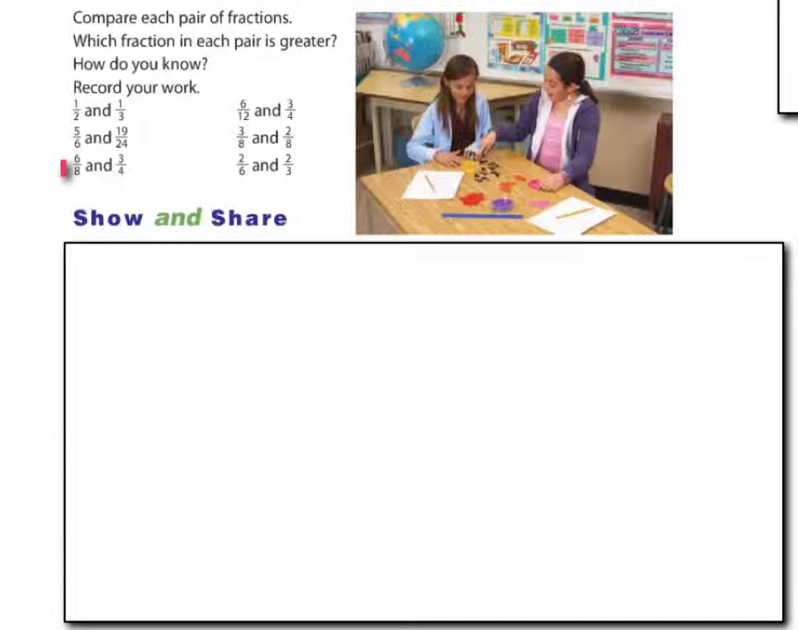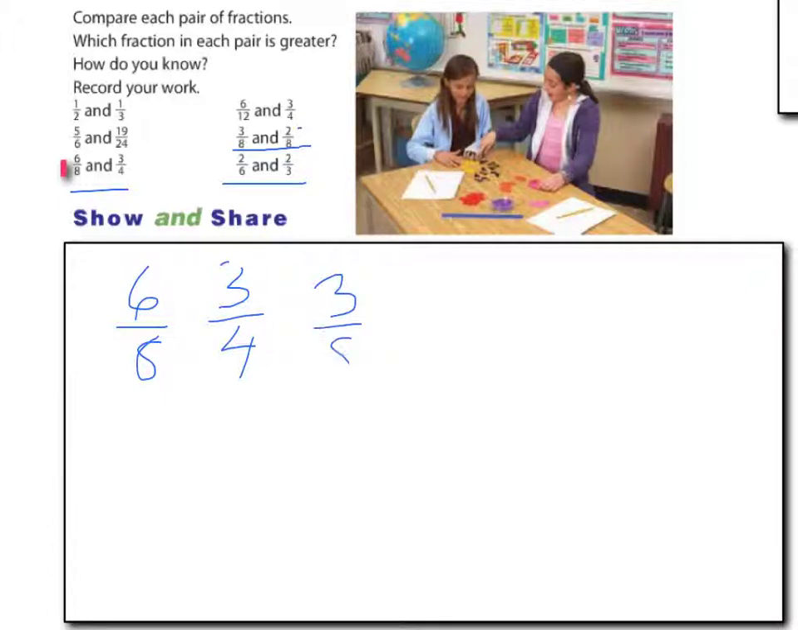Alright, let's take a look. Now we're going to use a number line, and I'm actually going to combine a couple of these just to make this a little easier. We're going to go 6/8, 3/4, and I'm going to add let's add the ones with the 8s there, 3/8 and 2/8. So I'm going to take this line.